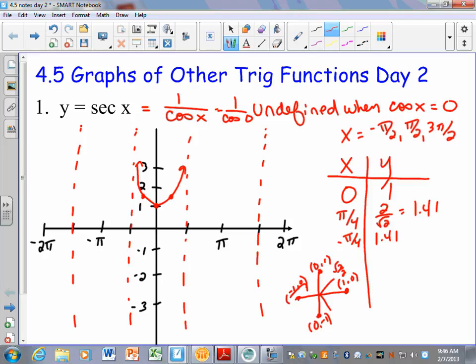What happens if I go over here to pi, like the next asymptote, halfway in between? Is it going to be the exact same thing? Is it going to go up there? Because what is the cosine of pi? Oh, I just did. It's negative 1. So instead of going up here, it's going to go down here.